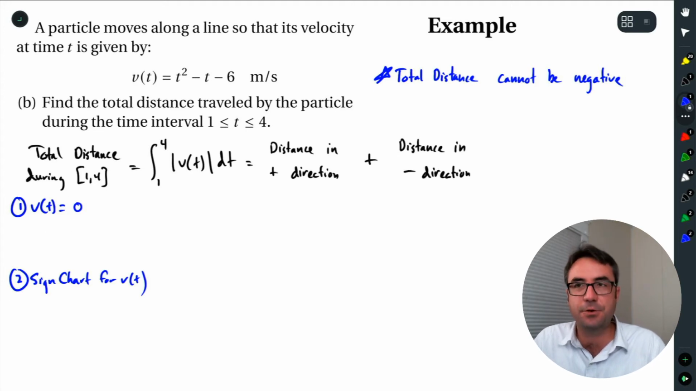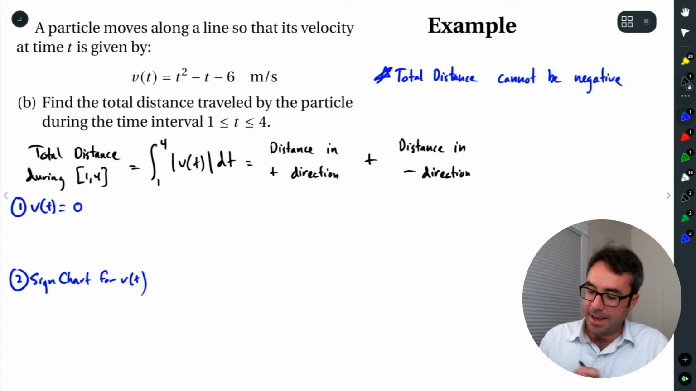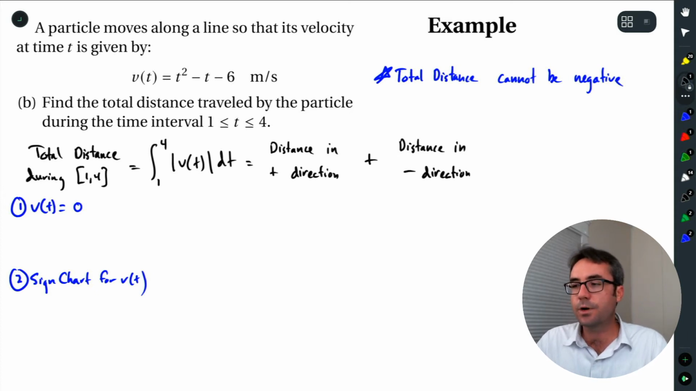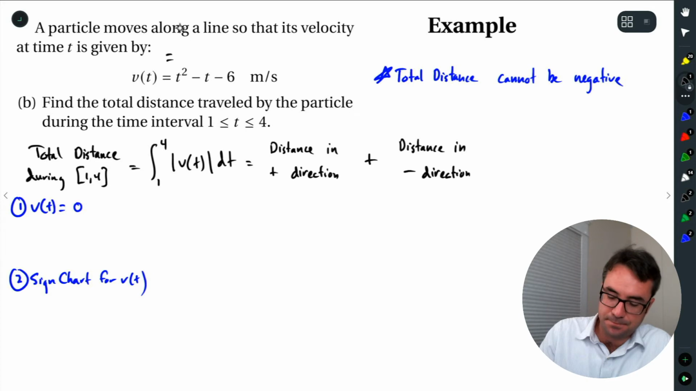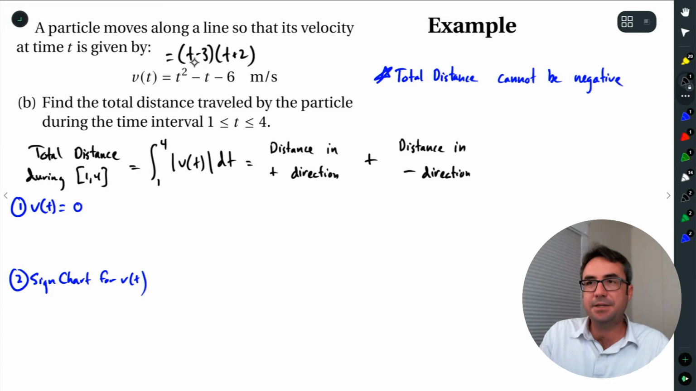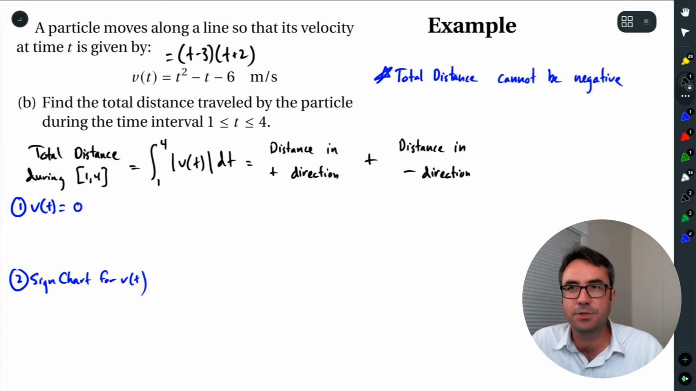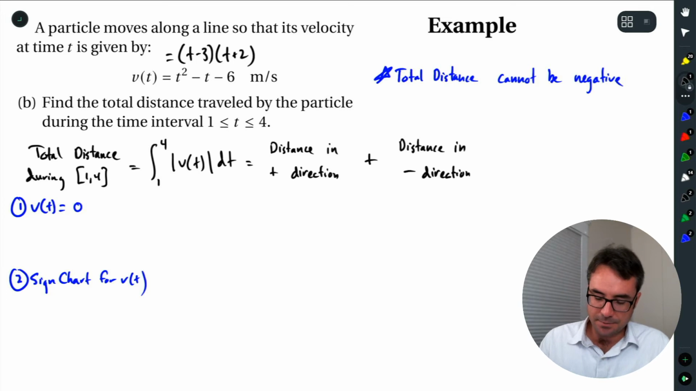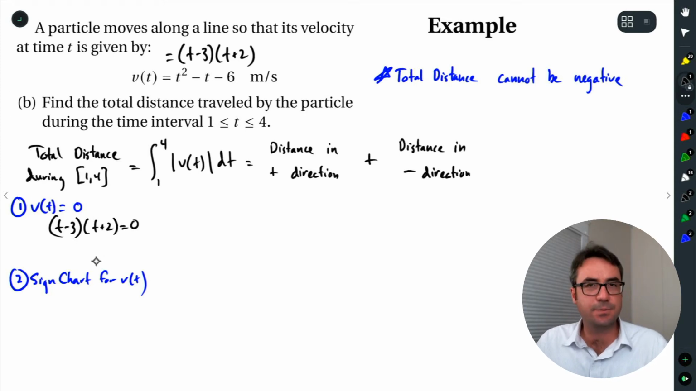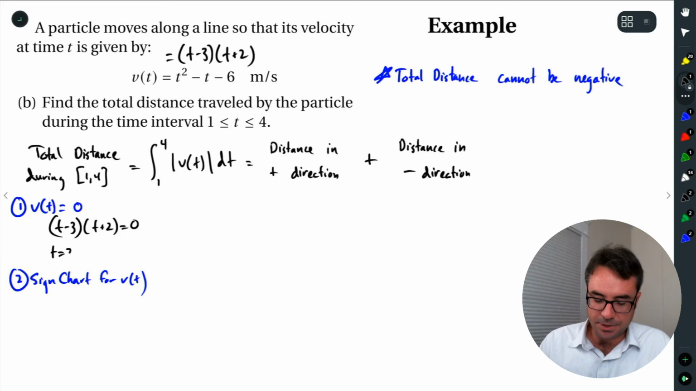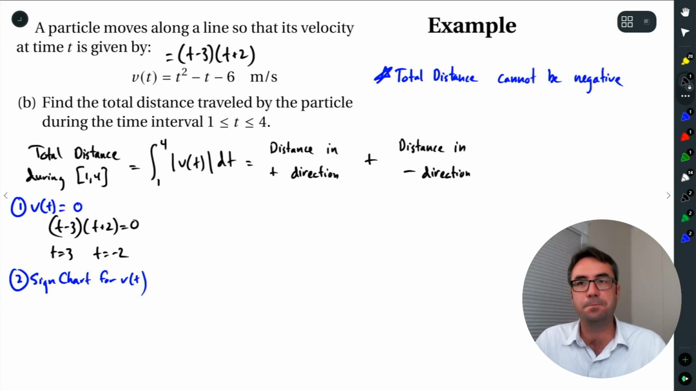So first let's figure out when our velocity is 0. To help with that, we're going to factor our function. It turns out this does factor very nicely into (t minus 3) times (t plus 2). So we're going to use that factored version here and set it equal to 0. Then each of these factors we can solve. We get t is equal to 3 and t is equal to negative 2. So it looks like there are two times when our velocity is 0.